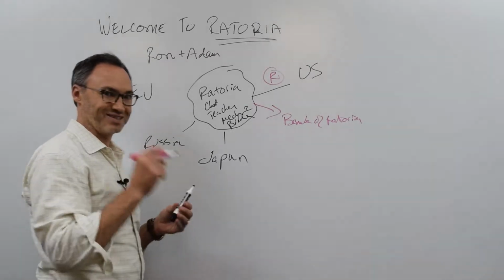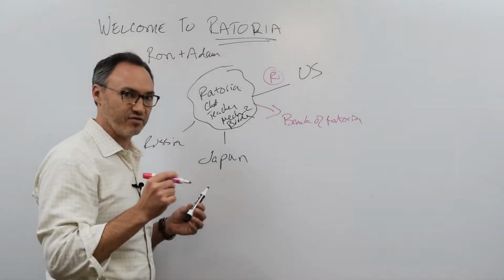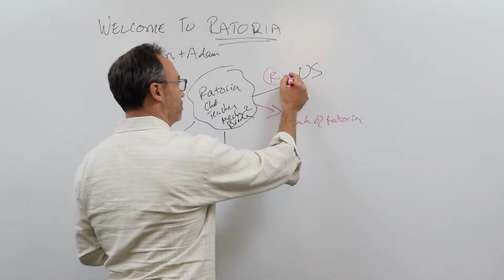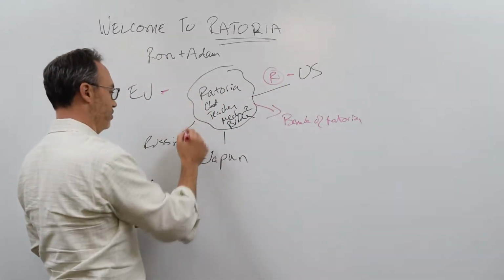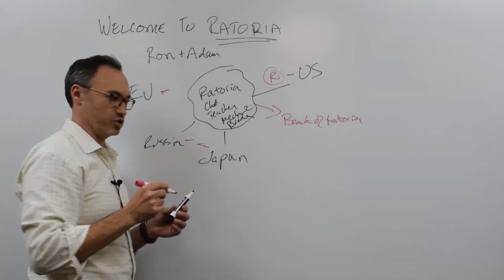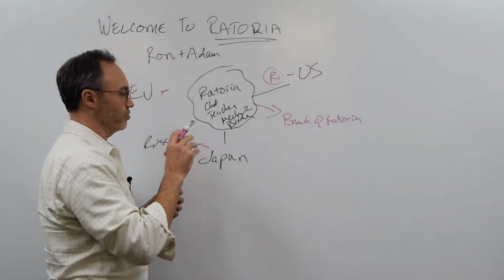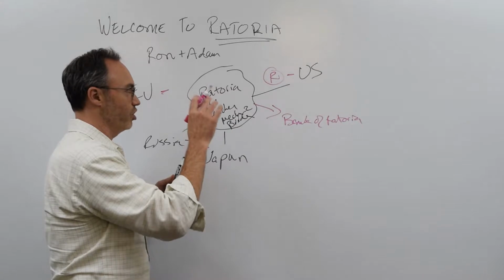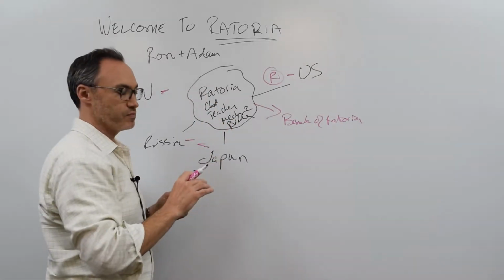Now, it doesn't have to be exactly stable. It doesn't have to be pegged, but it has to have some sort of stability with the dollar and with the EU and with the currencies from Russia and Japan. Okay, the ruble and the yen and such. It has to hold its value.